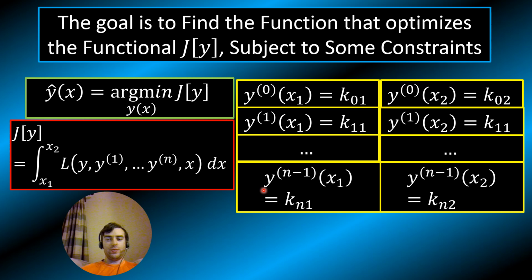Well, it's because we don't need them. The reason comes down to the way that we do the integration by parts to derive this. So therefore you don't really need the nth derivative of y to be constrained.